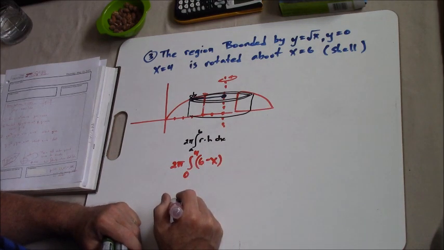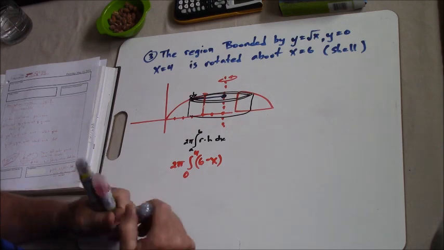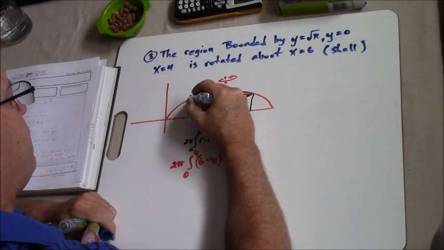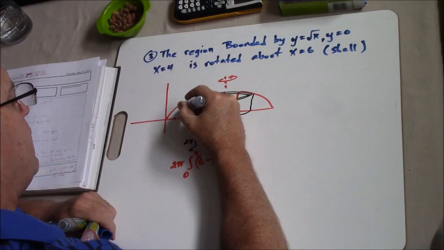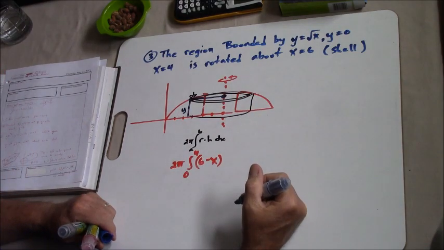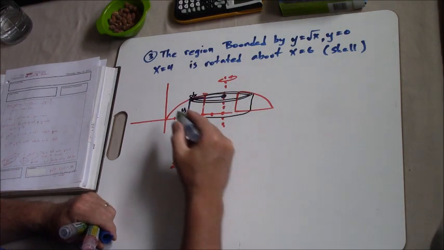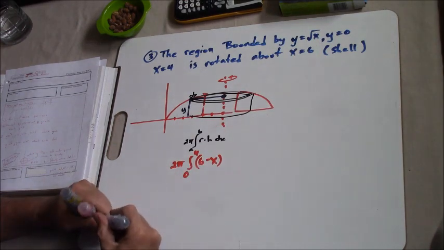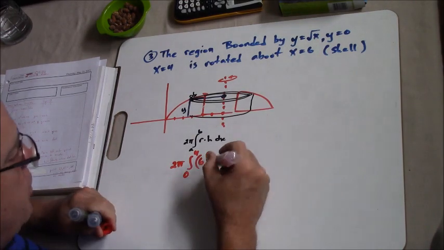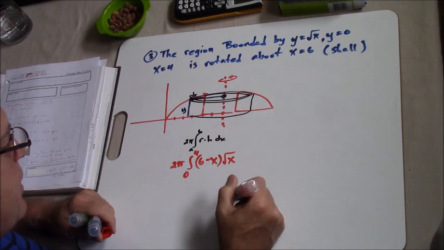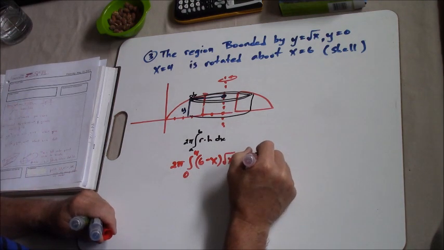And now I need the height. The height of this thing is going to be right here. And that's just some y coordinate. And y is equal to the square root of x. So square root of x and then dx.